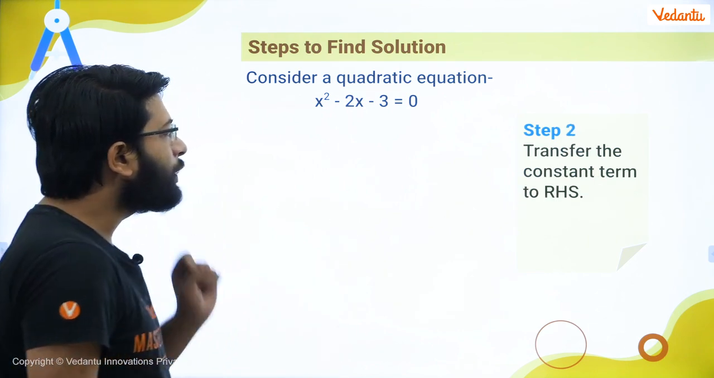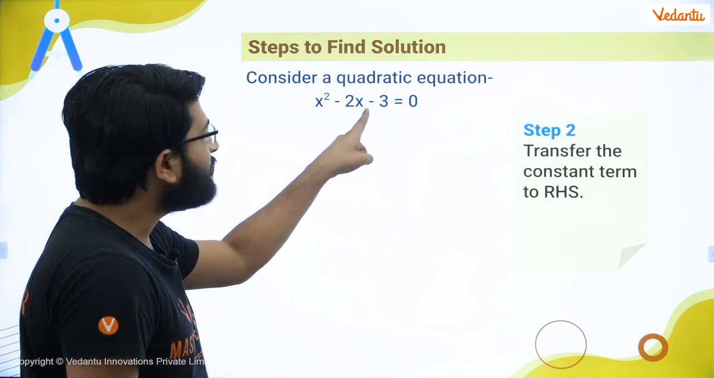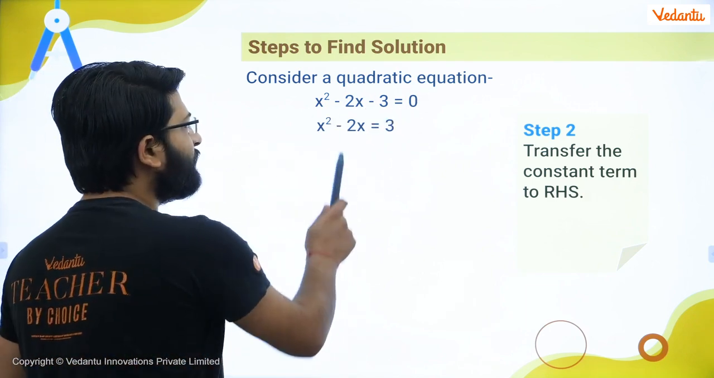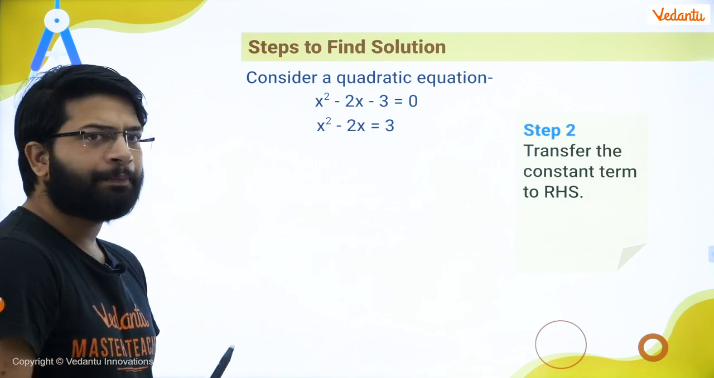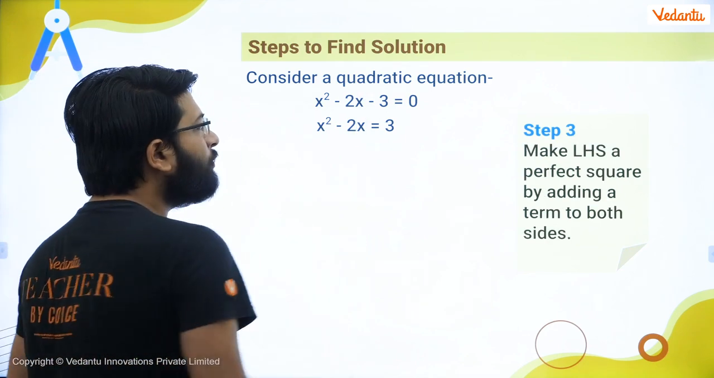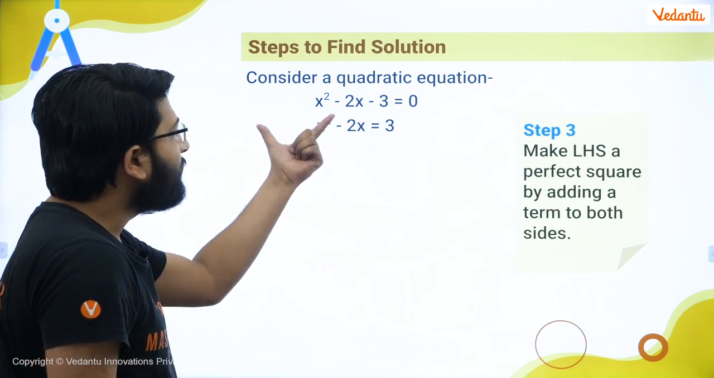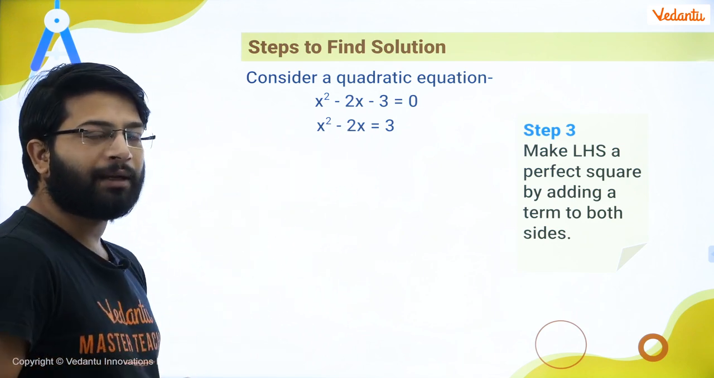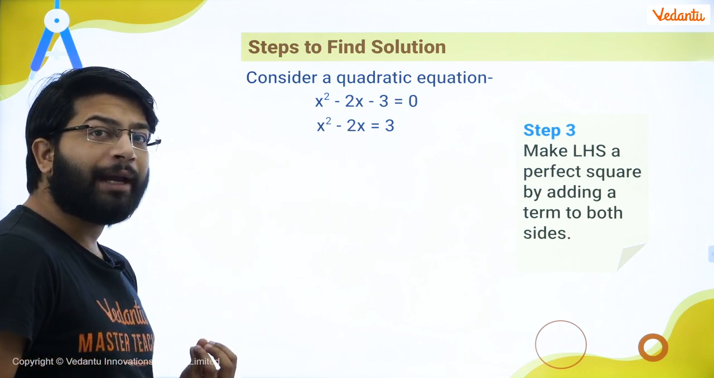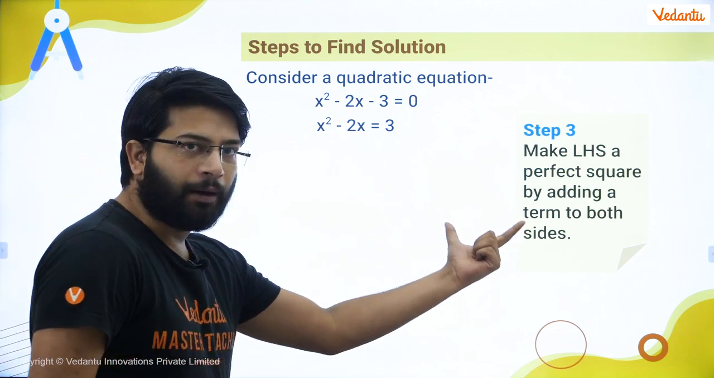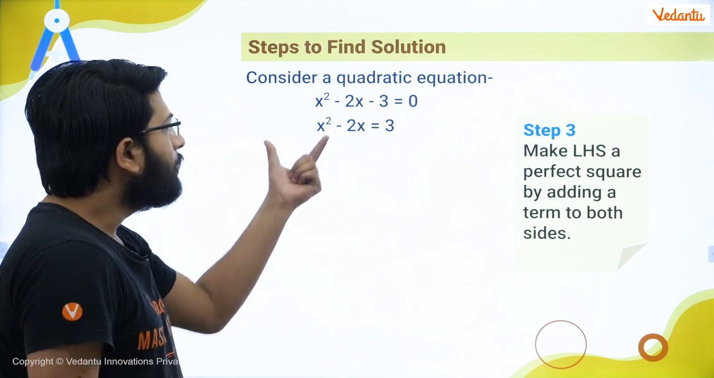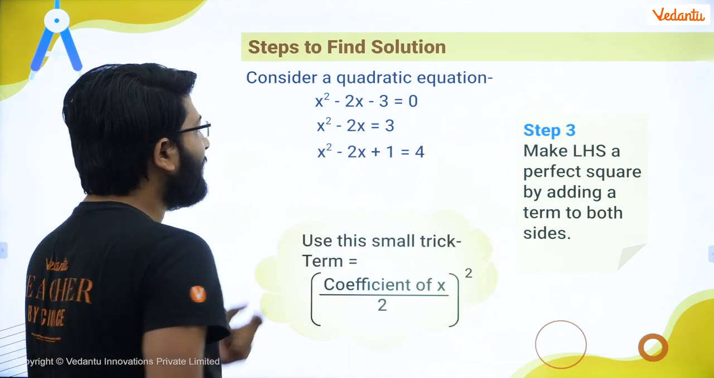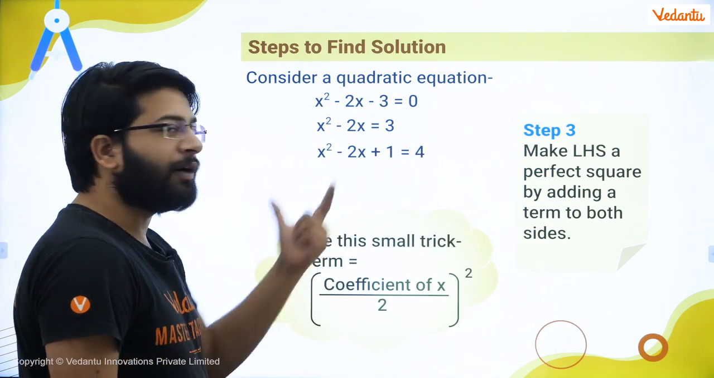Now after that, what to do? Simply transfer the constant term to the other side. Now we will try to make the left hand side a perfect square. And how to make it a perfect square? We will add a term on both sides, left hand side and right hand side. In this case we have added plus 1.